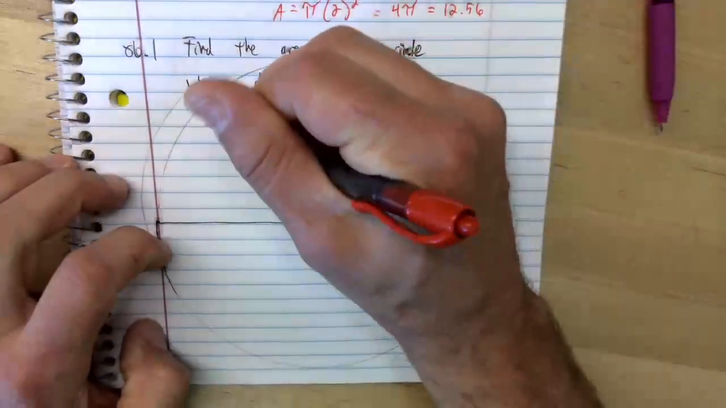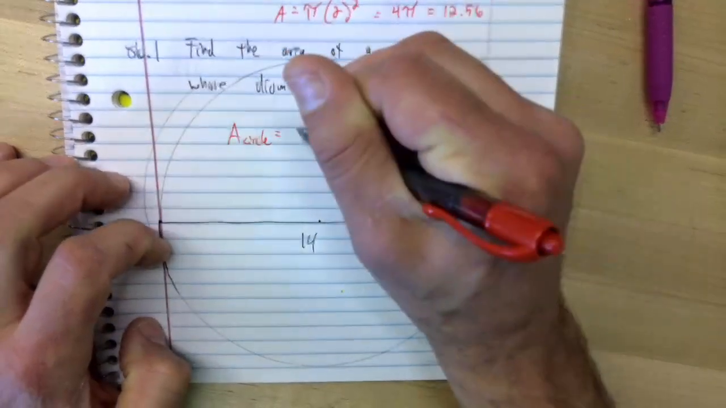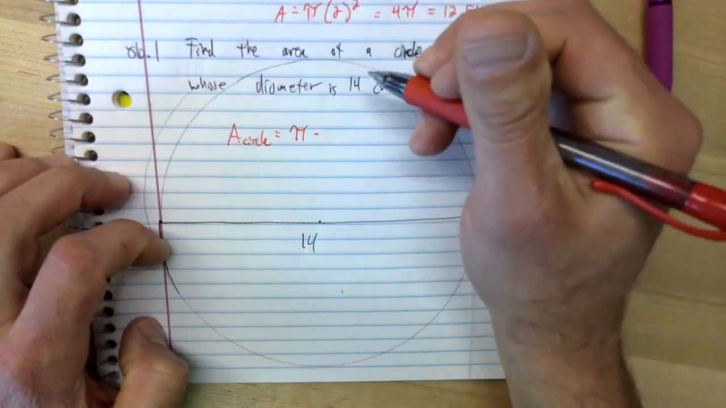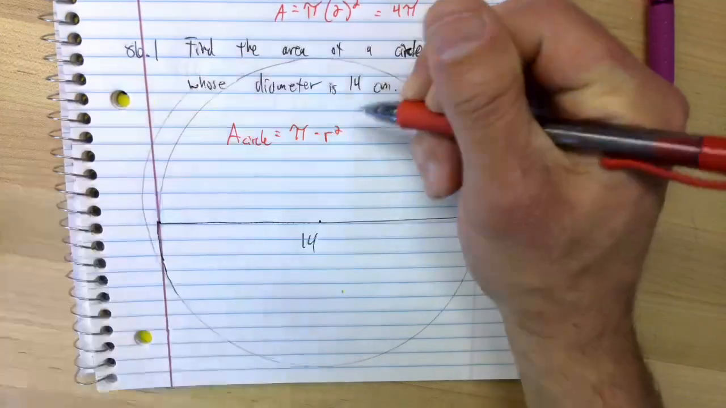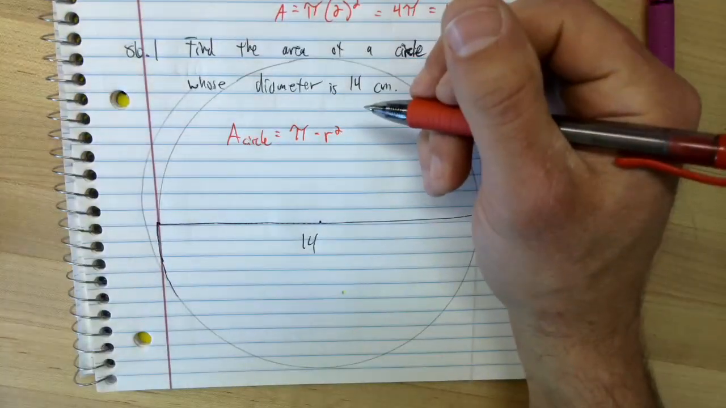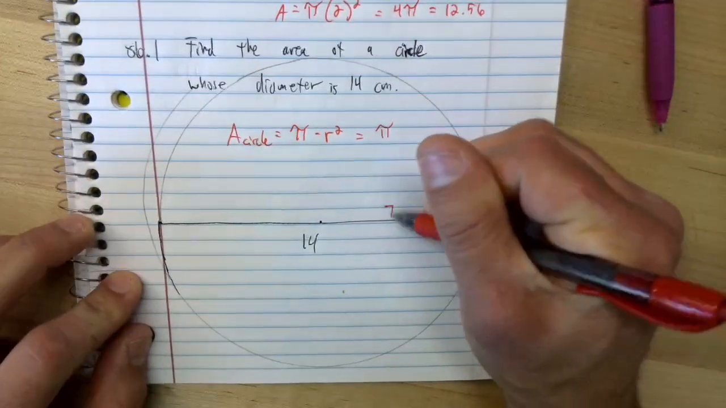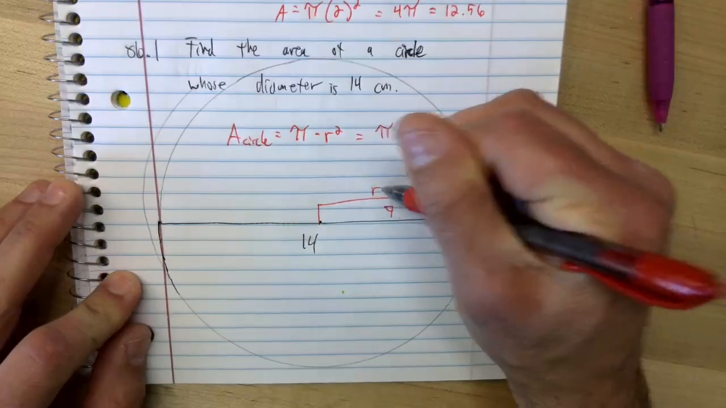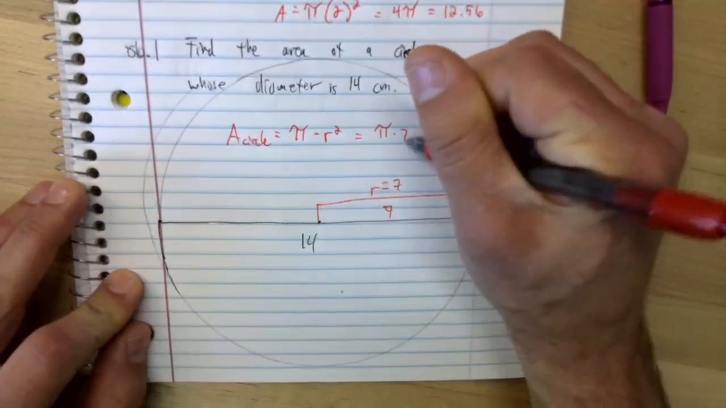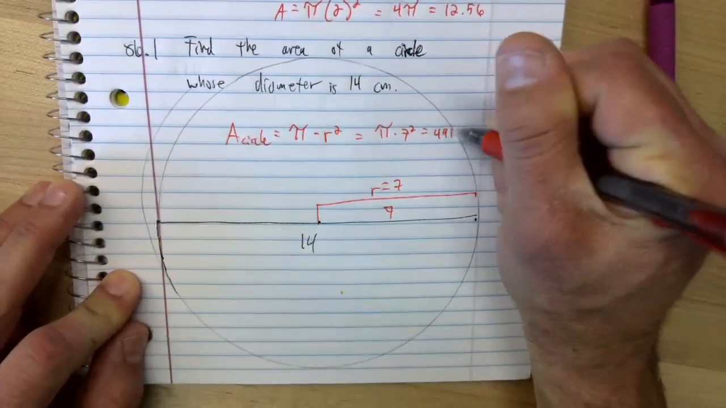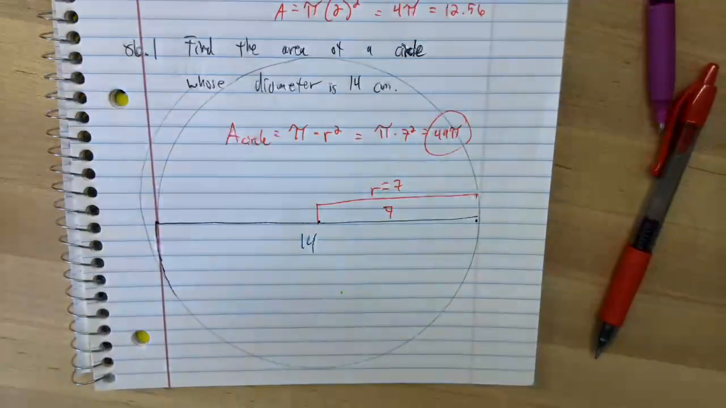You see, the area formula for a circle is pi times radius squared, not the diameter. So how do we find the radius given the diameter? It's 7. It's half. So r equals 7. So it's going to be pi times 7 squared, which is 49 pi. I am satisfied to leave it that way.